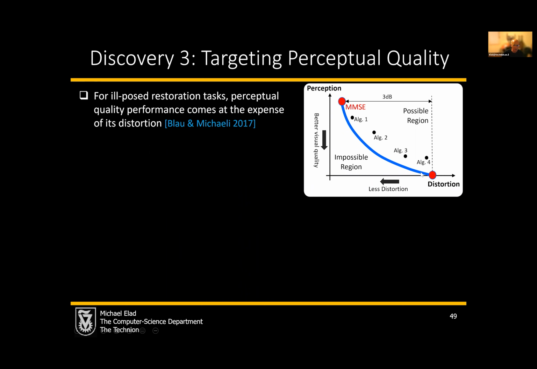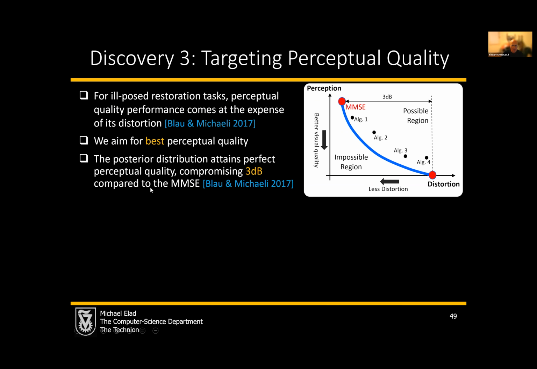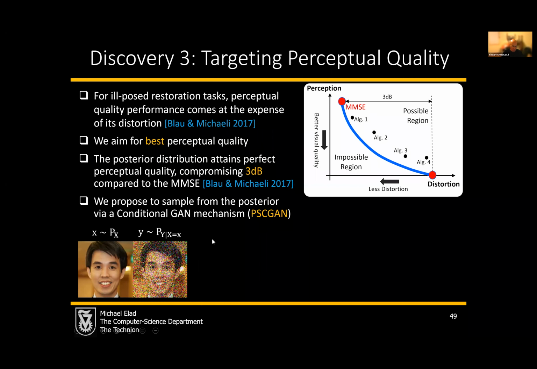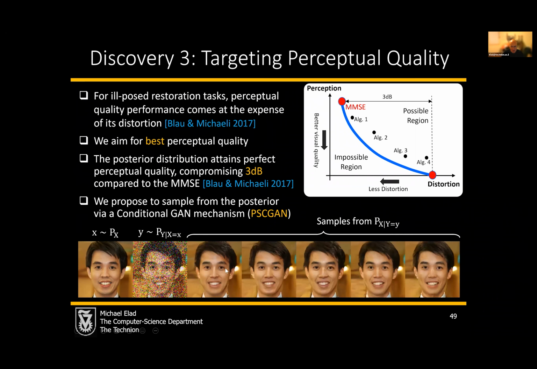What I've shown you in the previous slide is sitting somewhere either on the curve or above the curve. How do I get to this point? Getting to this point is exactly the sampling from the posterior. I'm trying to sample from the posterior exactly as I've shown you with the previous method. Now let's do it with the posterior sampling based on a conditional GAN. And just to illustrate that it works, these are the results. If this is an image and this is a noisy version of it, these are samples from the posterior obtained with our method, the posterior sampling conditional GAN.